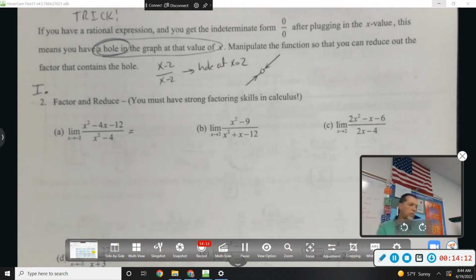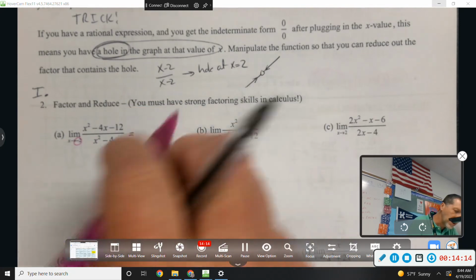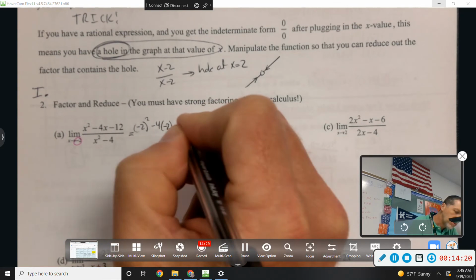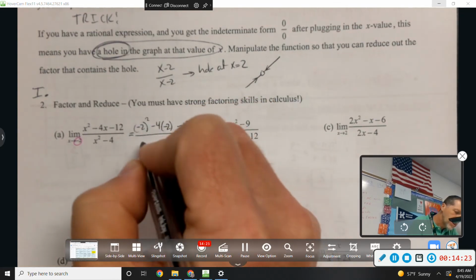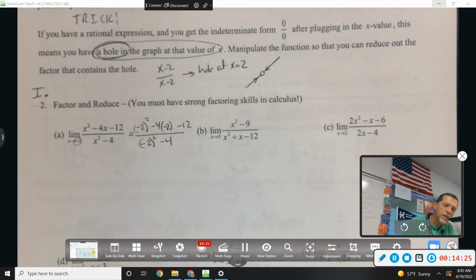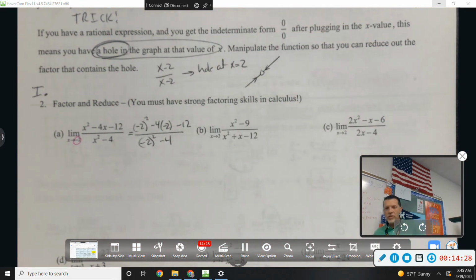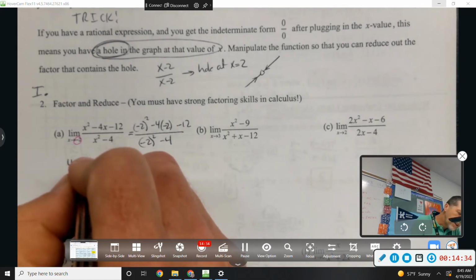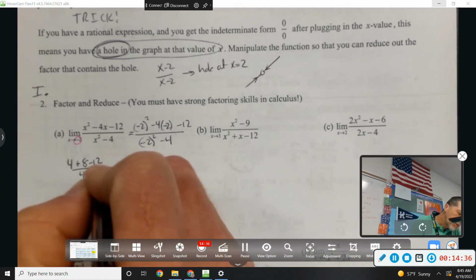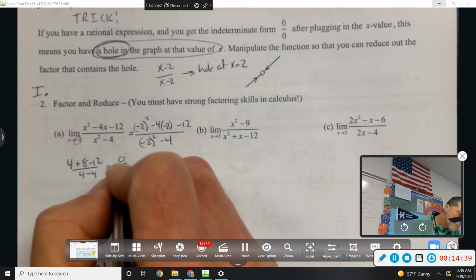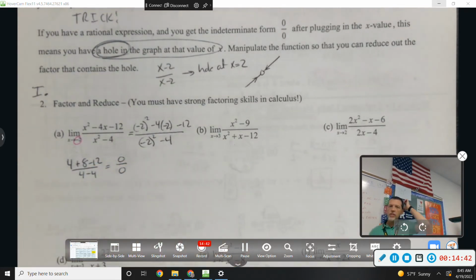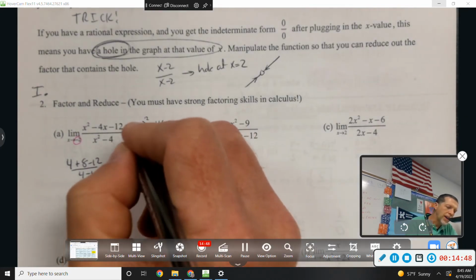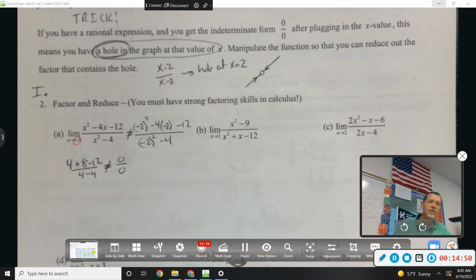But again, we substitute first. So let's plug in -2 and see what we get. So -2 squared minus 4 times -2 minus 12 over -2 squared minus 4. Substitute first. 4 plus 8 minus 12 over 4 minus 4 equals 0 over 0. Although 0 over 0 isn't really an answer, so I'm going to go back and say it's not equal to 0 over 0 because that's not legal.